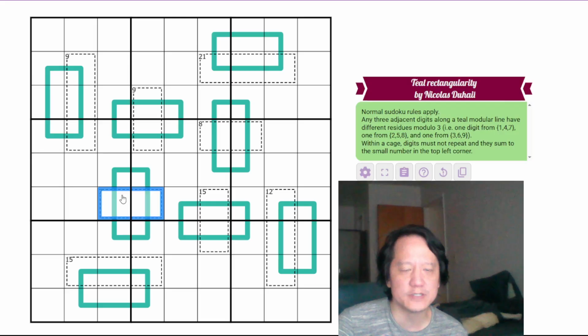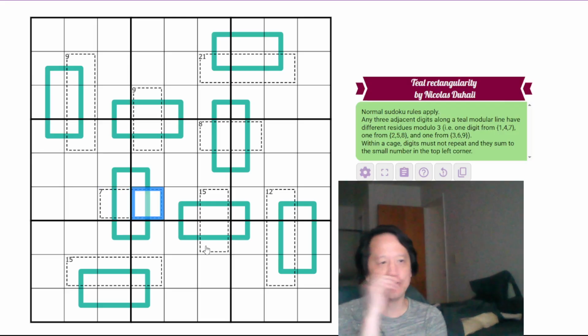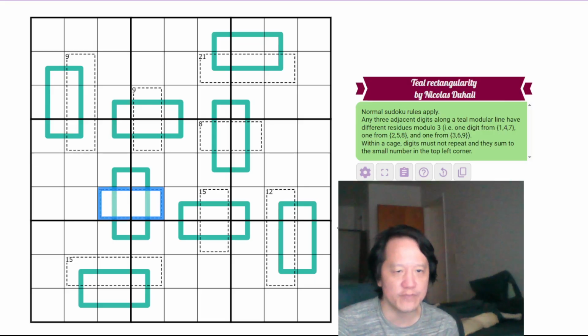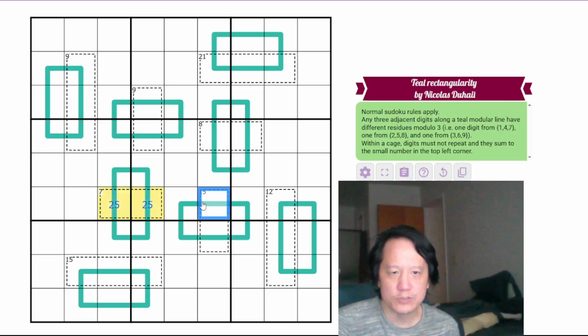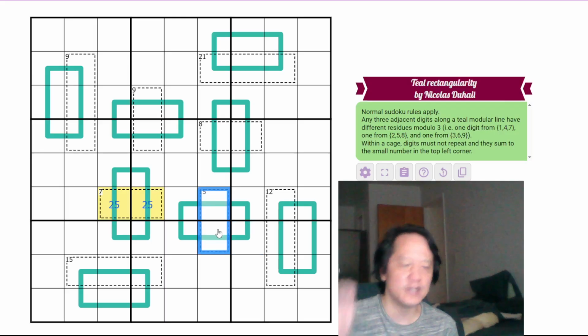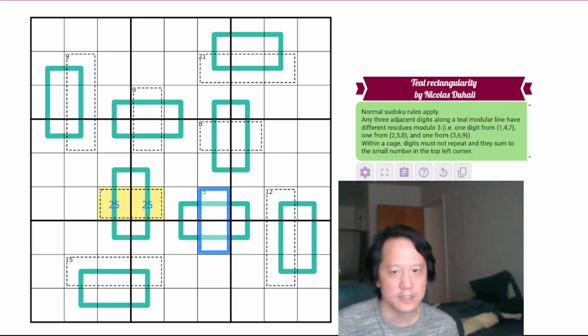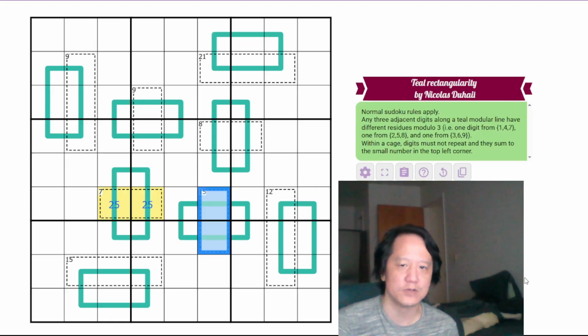To add up to 7 and be the same set, 1 and 6 doesn't work. 1 is 1 modulo 3, and 6 is 0 modulo 3. Same with 3 and 4: you have 0 and 1, so this must be a 2-5 pair here, which is 2 modulo 3. To add up to 15, 7 and 8 don't work. It must be 6 and 9, so that's 0 modulo 3.